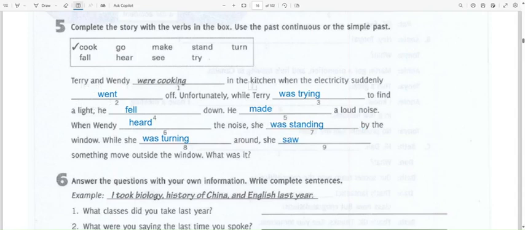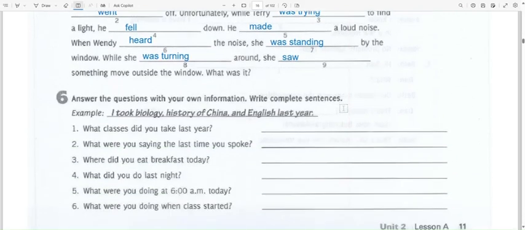Terry and Wendy were cooking in the kitchen when the electricity suddenly went off. Unfortunately, while Terry was trying to find a light, he fell down. He made a loud noise. When Wendy heard the noise, she was standing by the window. While she was turning around, she saw something move outside the window. What was it? So these are the answers. Have you all also given the same answers? Went, was trying, fell, made, heard, was standing, was turning. So yes, students, all of your answers are correct.